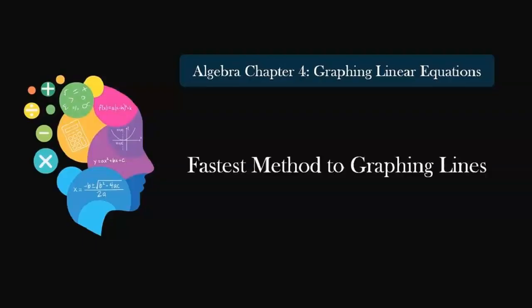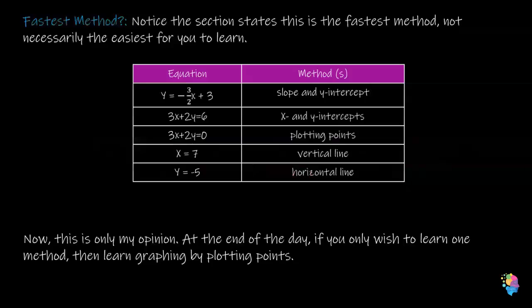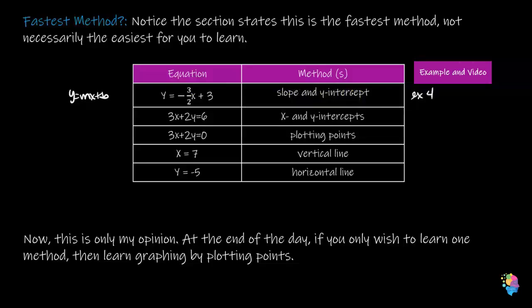In this section, I give my recommendation as to which method is the fastest depending on the equation that you are given. Now, notice that the section states that this is the fastest method, not necessarily the easiest for you to learn. So, if you are given the equation in slope-intercept form, that's y equals mx plus b, then my recommendation is that you use the slope-intercept form method. This is example 4.